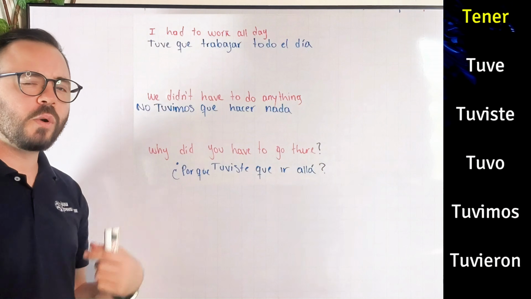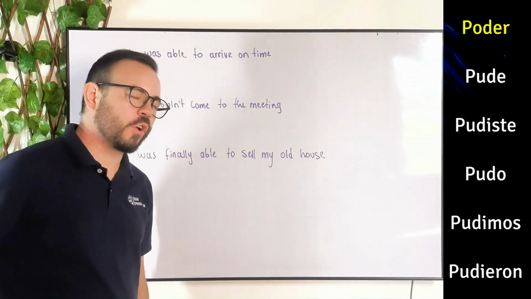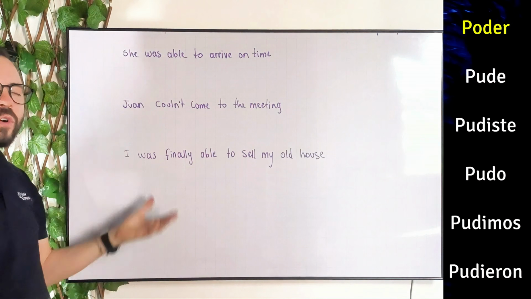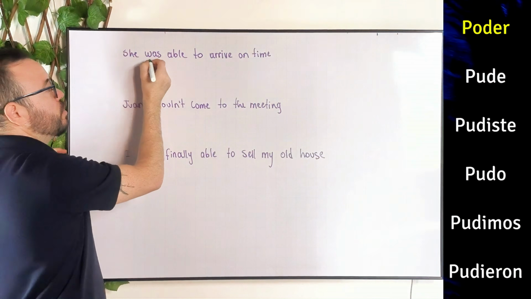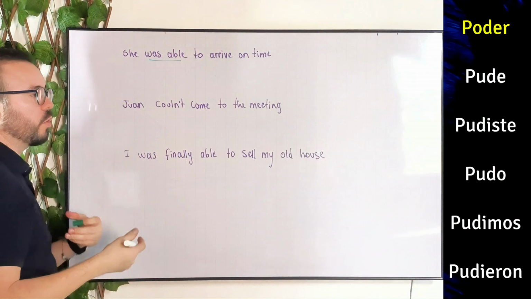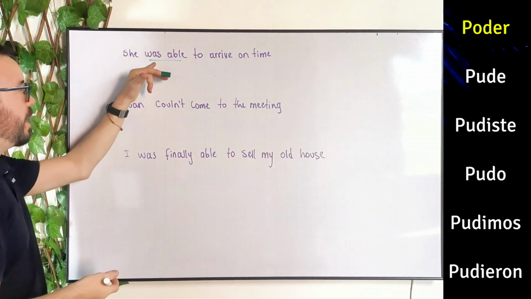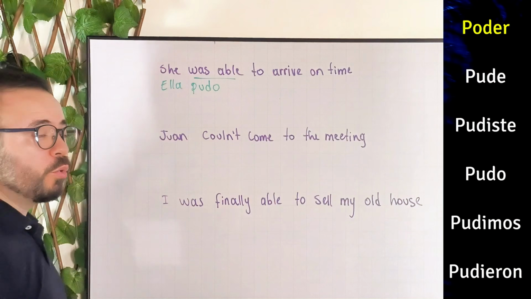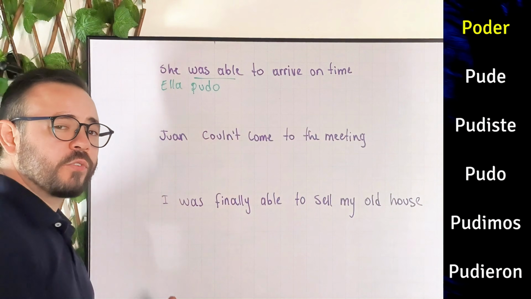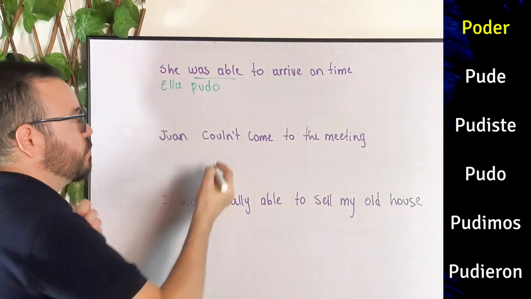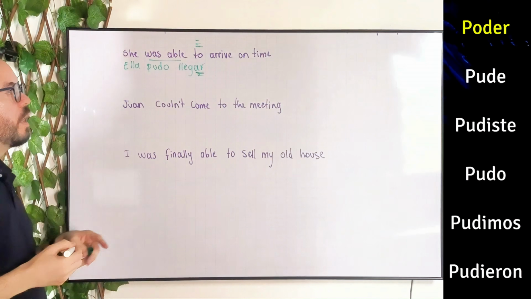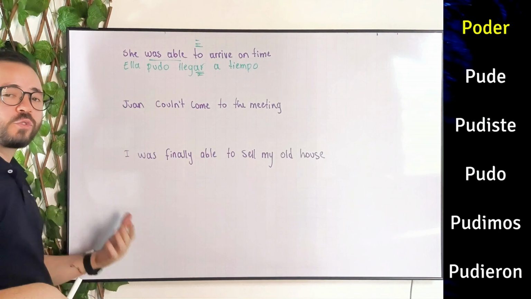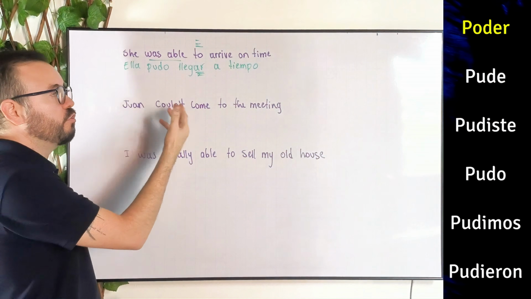Okay? Now, let's just do a few examples with pude. All right, let's go. So now we want to say she was able to arrive on time. How do we say she was able? This verb is just to be able, but in past, okay? So to be able is just poder. That means we just need to conjugate poder in past tense. So she was able is just ella pudo. Now to arrive, just the verb in the infinitive form, the default form. So we're just going to say llegar, okay? And now, how do we say on time? It's just a tiempo. So she was able to arrive on time. It's just ella pudo llegar a tiempo.